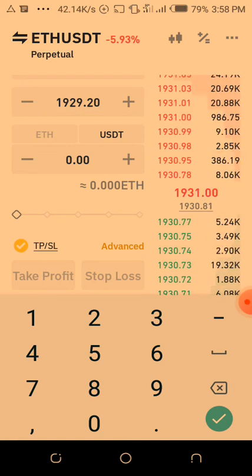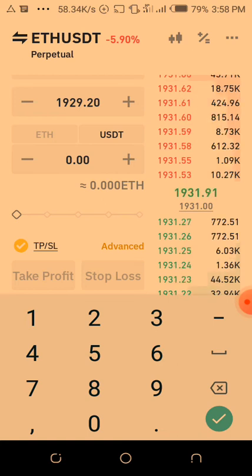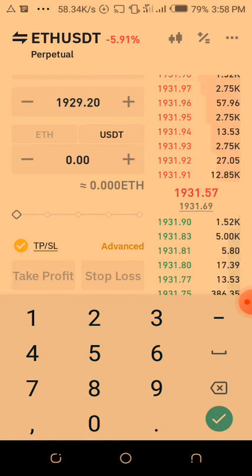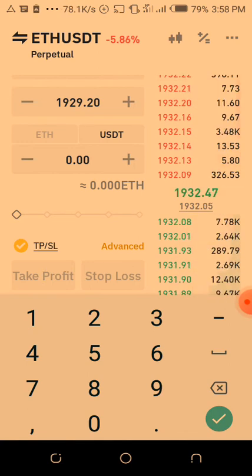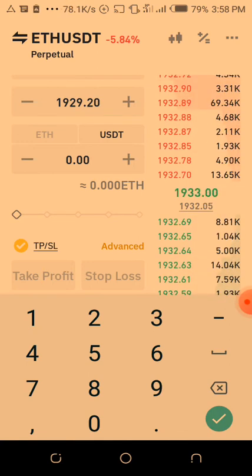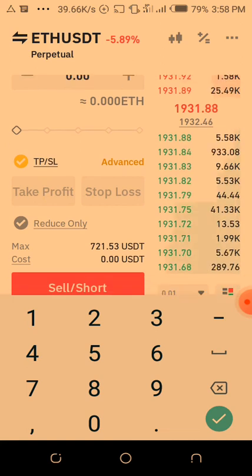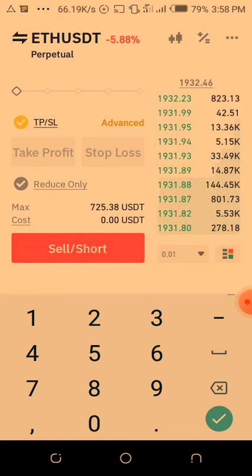Then stop loss: I work with 10% away from my entry price. That's where I will stop my loss. If the market goes against me by 10% of my equity, I should get off the market. That's my own policy while I'm trading. Okay, so this is reduce only. You don't have anything to do with this. You only work with this when you are working with the trailing stop loss. I will get to that later.